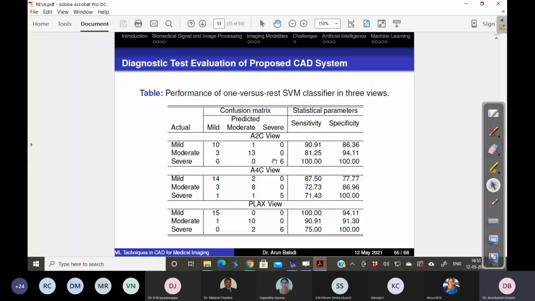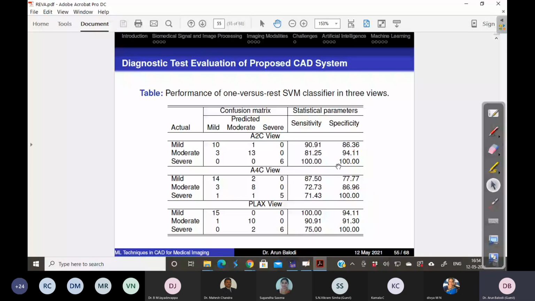So if you see here, in the severe case, we have calculated the sensitivity and the specificity. Both came 100%. It means the classifier that we have designed is performing well for this A2C view.